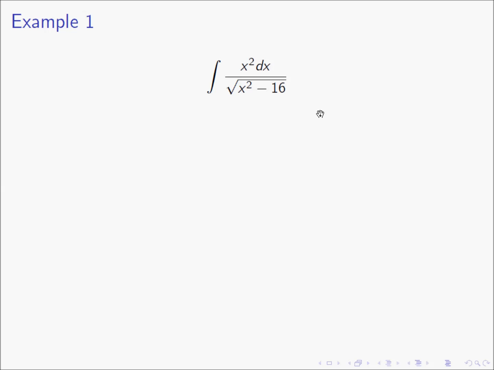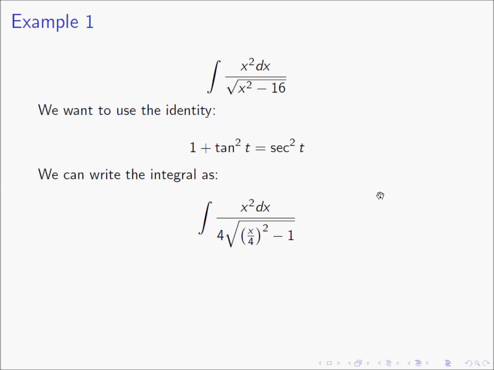The only thing we can try here, well, you can maybe even try integration by parts, but the easiest way to solve this is to use trigonometric substitution. If you remember from part 1, in this case we will want to use this trigonometric identity, because here we have a difference between x squared and a constant.